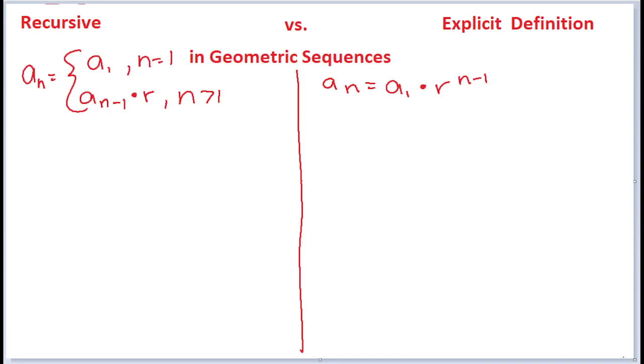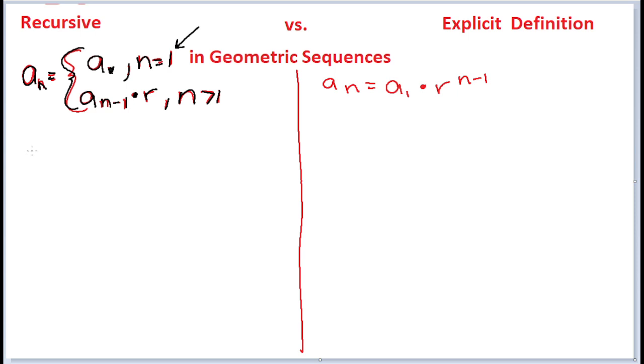Okay, now we have the recursive and explicit definition of geometric sequences. Let's start with recursive. So in recursive, we have a sub n equals my first term, a1, for n equals 1. This just means this is my first term. Then a sub n equals a sub n minus 1 times r for all my terms after my first term.